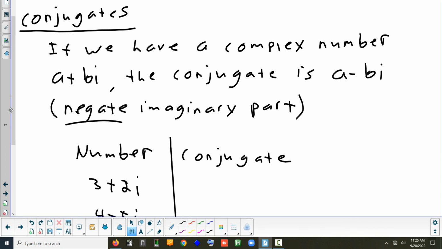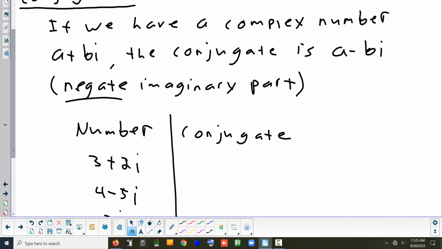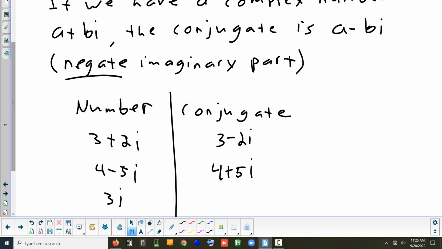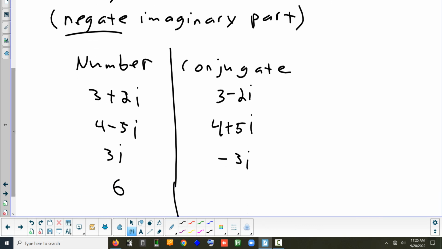So let's just practice. If you had 3 plus 2i, what would be the conjugate of 3 plus 2i? 3 minus 2i. Is that or is it just both the sign? 3 minus 2i. Well, it says to just negate the imaginary part. It doesn't say to do anything to the real part. So it's 3 minus 2i. How about 4 minus 5i? 4 plus 5i. How about 3i minus 3? Negative 3i. Yep.